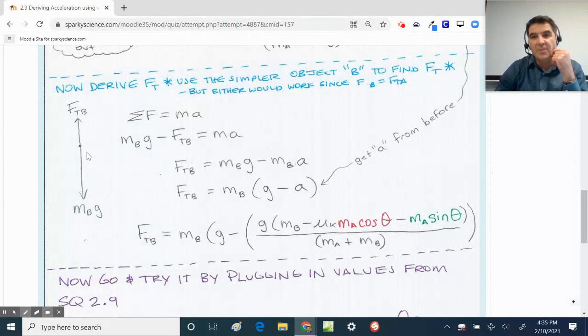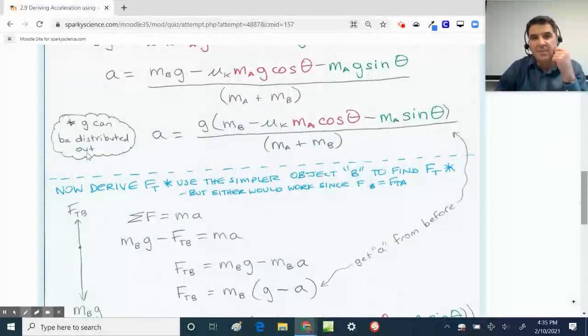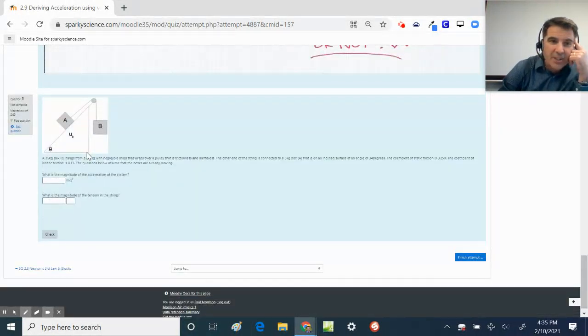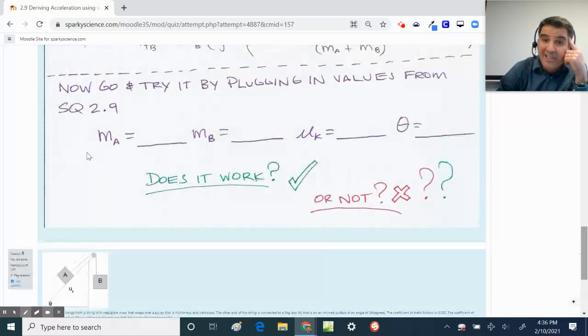Now, acceleration I already got above. It's this whole thing. So now I drop the whole thing in there, and I get my derived form of FTB. Now, what do I do? Now I'm going to go to the quiz. And the quiz here is going to give me some values. What values is it going to give me? All the values I need to solve this.